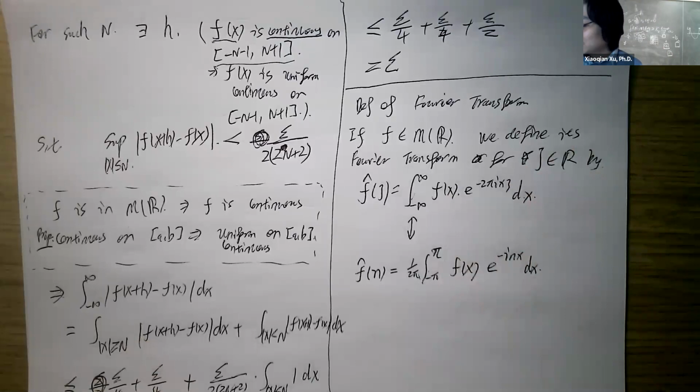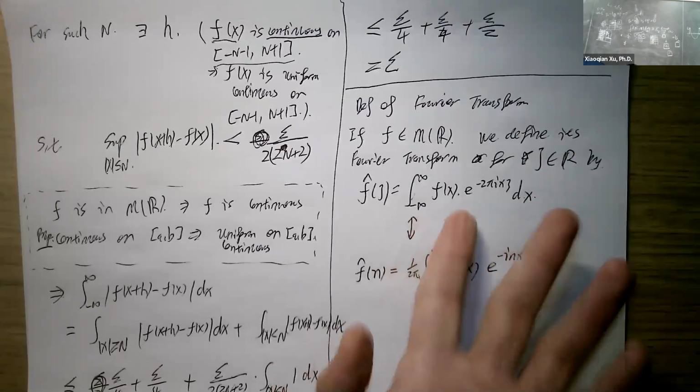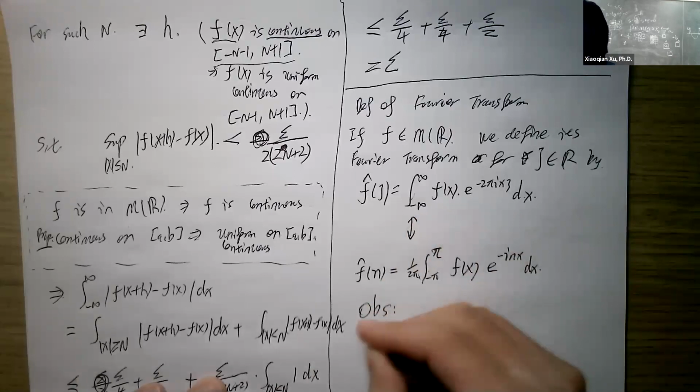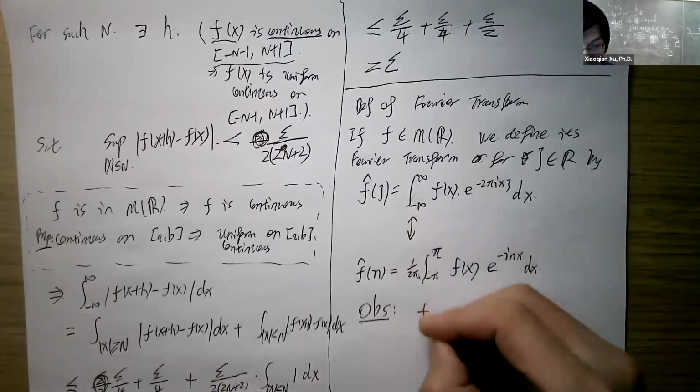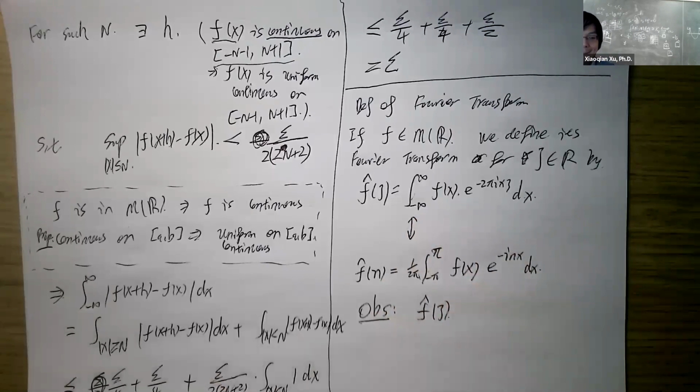Well, this is the definition of Fourier transform. It seems not very hard, right? As long as this integral makes sense, then you define the Fourier transform to be this kind of formula. And let me write one observation of this thing. First, we can see that this f hat of ξ is bounded above.